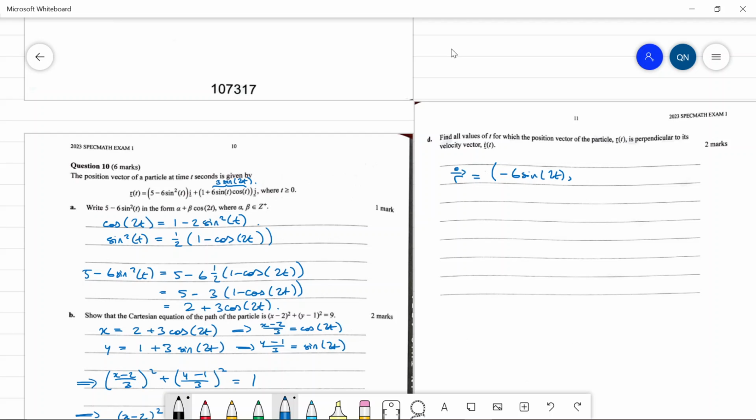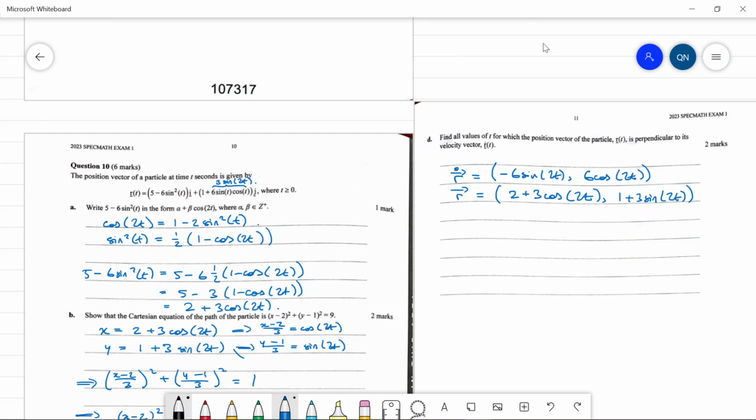Okay, and then what's the y component? If you differentiate that, the 1 is going to disappear, and it's going to give 3 times 2, which is 6. So 6 cosine of 2t. Okay, let's also write down r as well. R is precisely, I'm basically just copying it down again. So 2 plus 3 cosine of 2t, and then comma, 1 plus 3 sine of 2t.